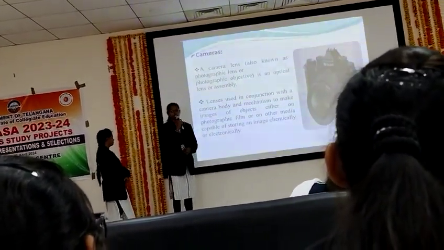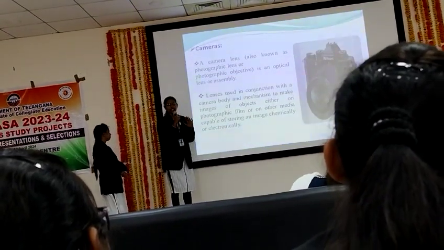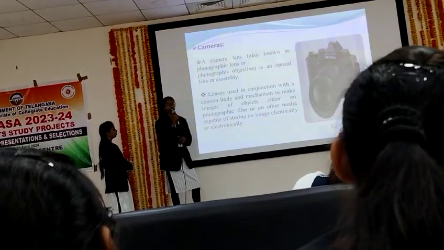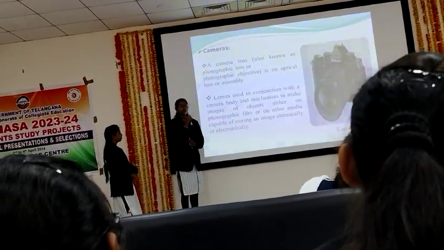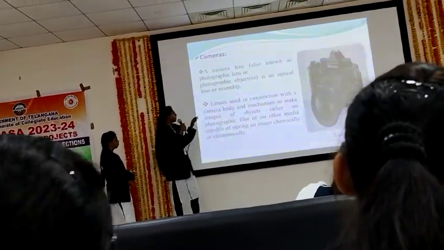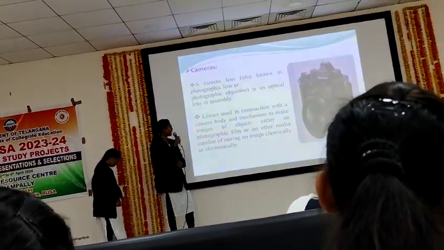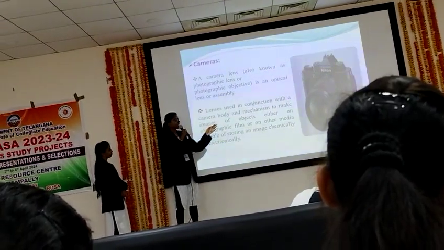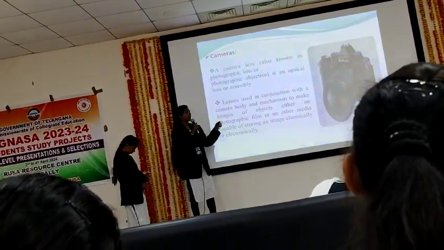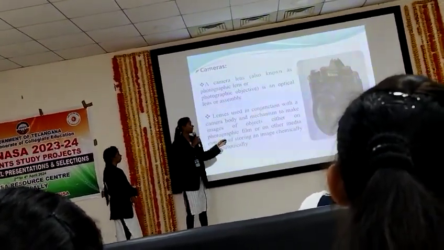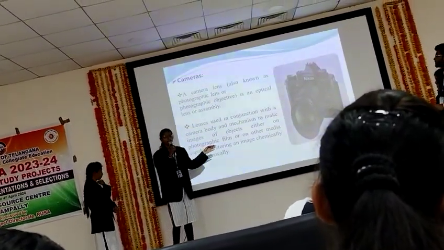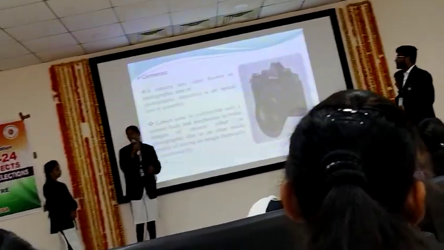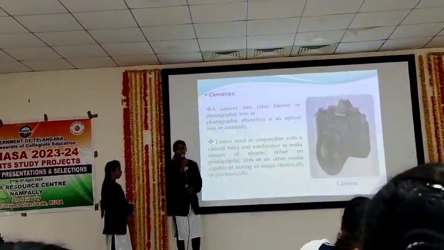Convex lenses are used in photographic lenses and cameras. A camera lens is an optical lens used in conjunction with a camera body and mechanism to make an image of the object either on photographic film or on other media capable of storing images chemically or electronically. And the next topic is continued by my friend Nagasri.